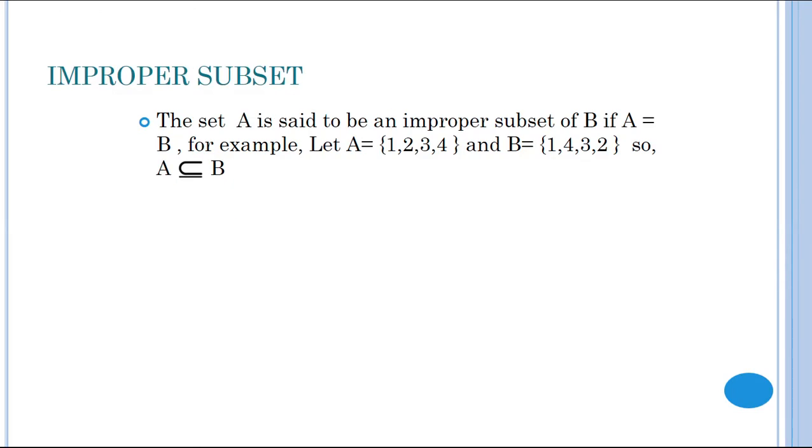Next is an improper subset. The set A is said to be an improper subset of B if A is equal to B. For example, let A have 4 elements 1, 2, 3, 4 and B also have 4 elements 1, 4, 3, 2. So A is an improper subset of set B. We are watching here that set A and B have the same elements.